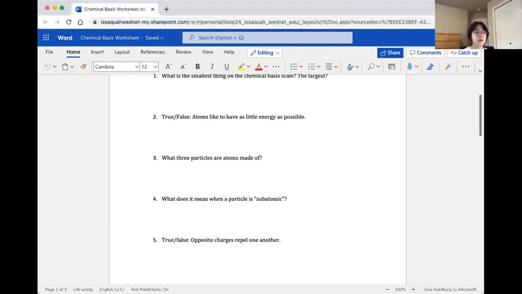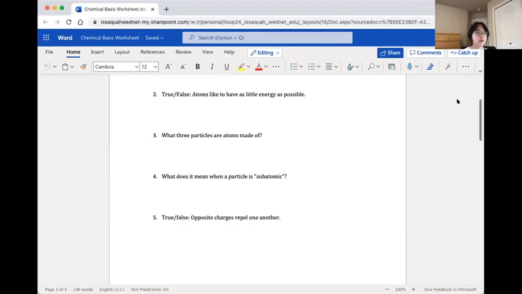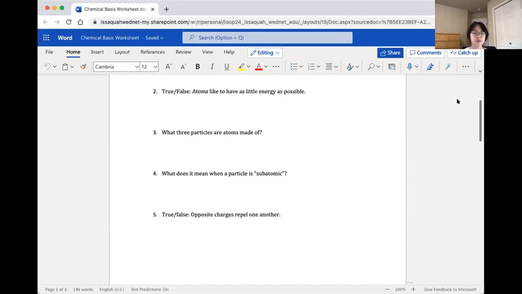Good job. And fifthly, true or false, opposite charges repel one another. False. Yes, that is very important. I am very glad that you all chose false because, like I said before, if you've ever worked with magnets before, you'll know that opposite charges attract each other. That's why the north and south poles will stick together.